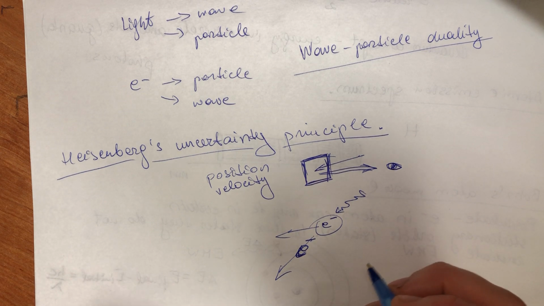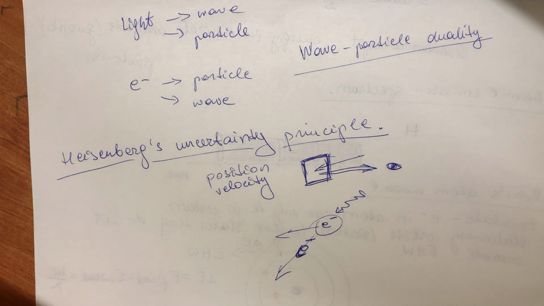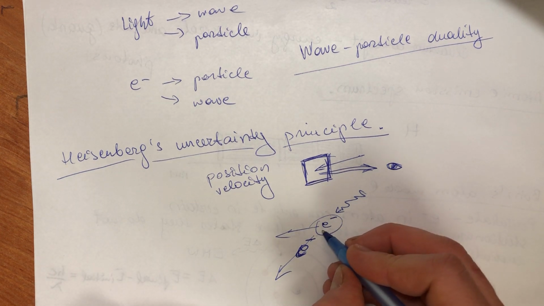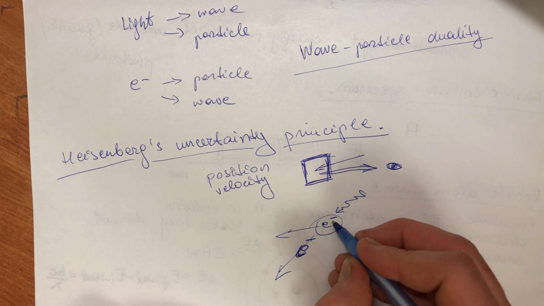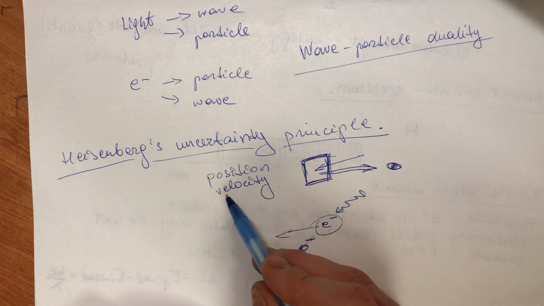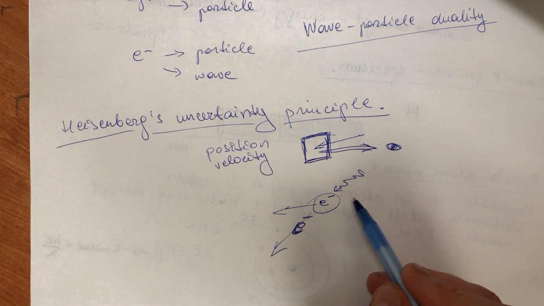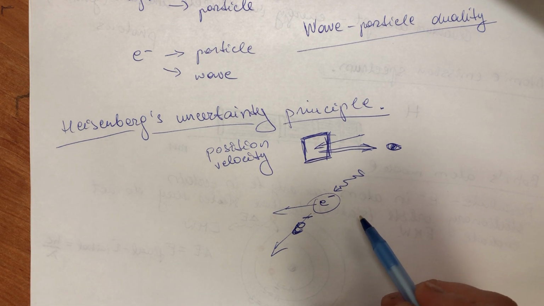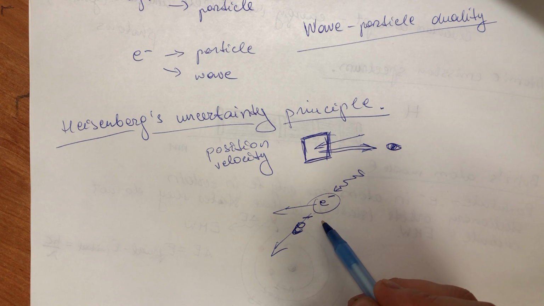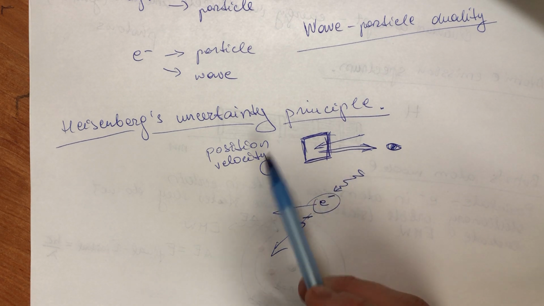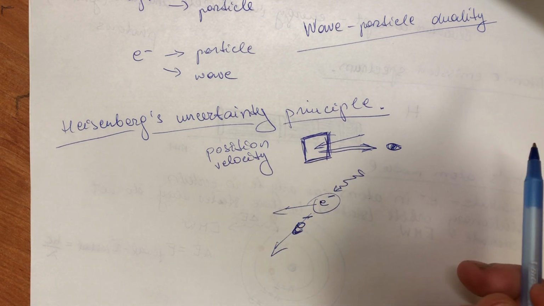So with this photon, we changed the behavior of the electron, its position and velocity. So it means that the measurement itself changes the quantity that we want to measure. This means position or velocity.